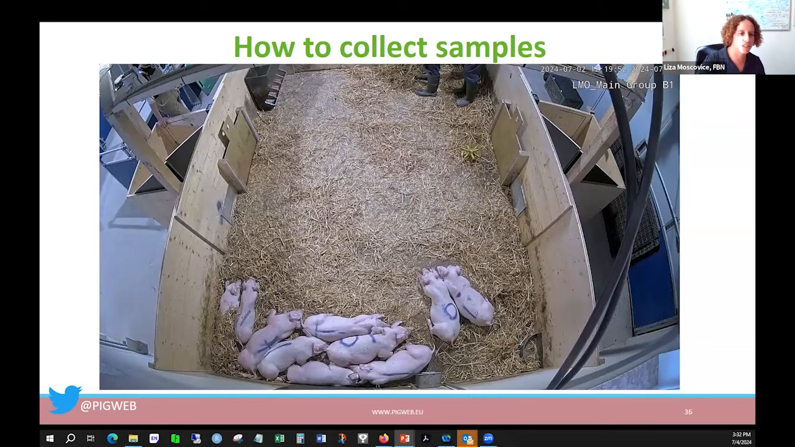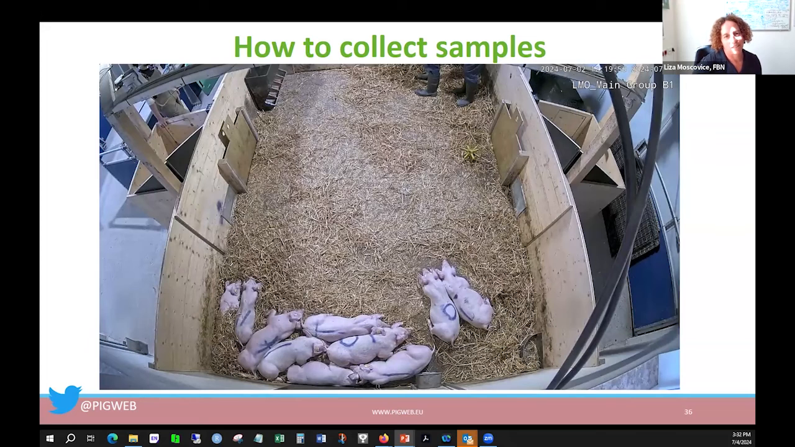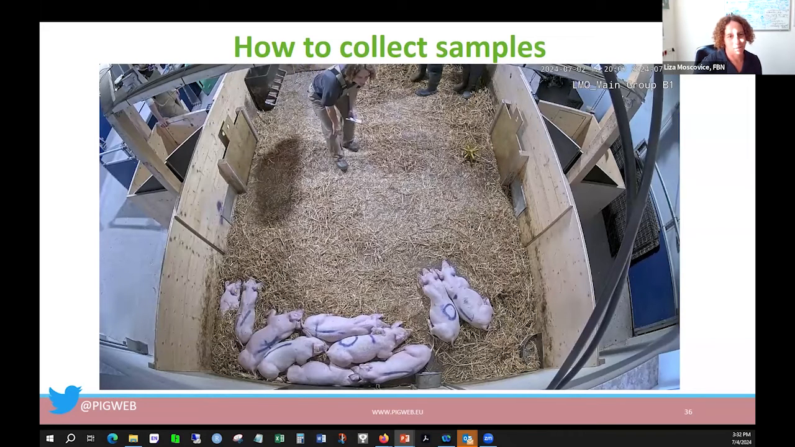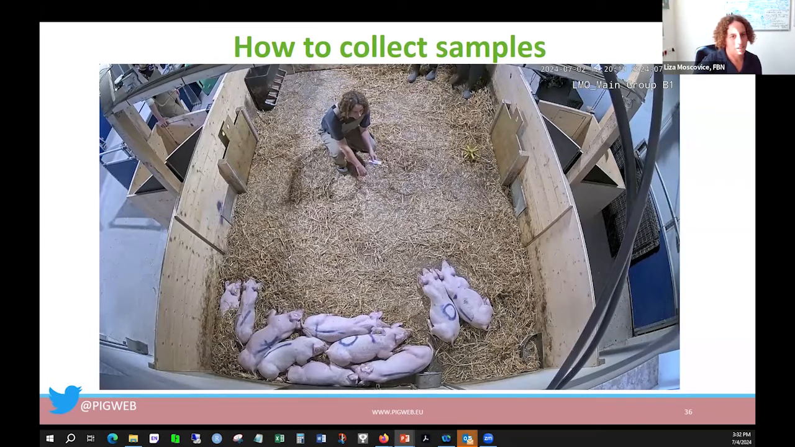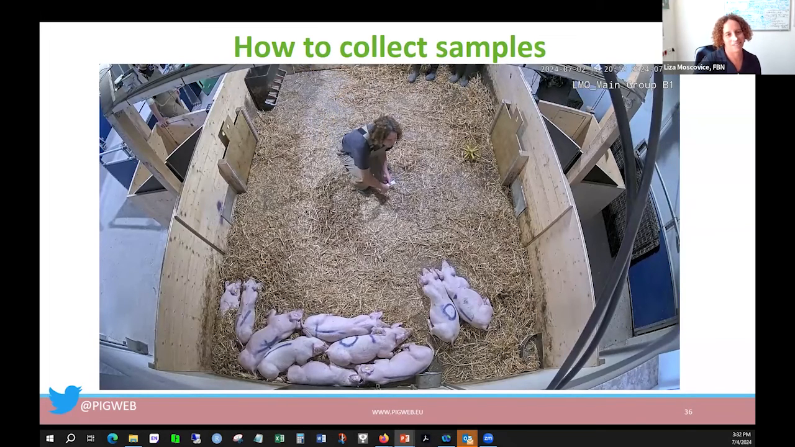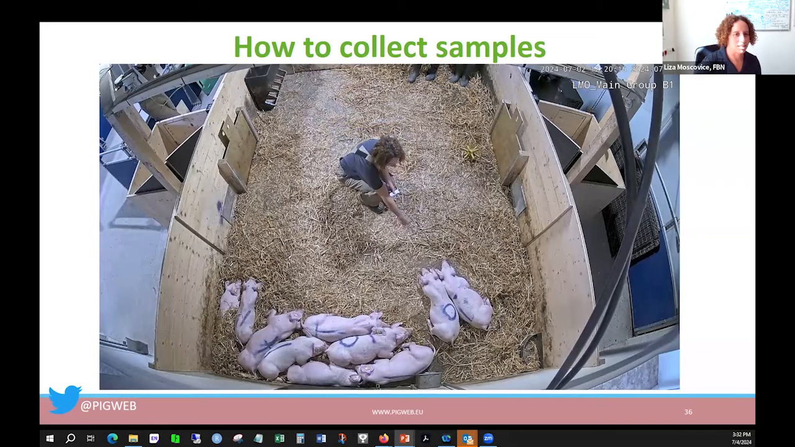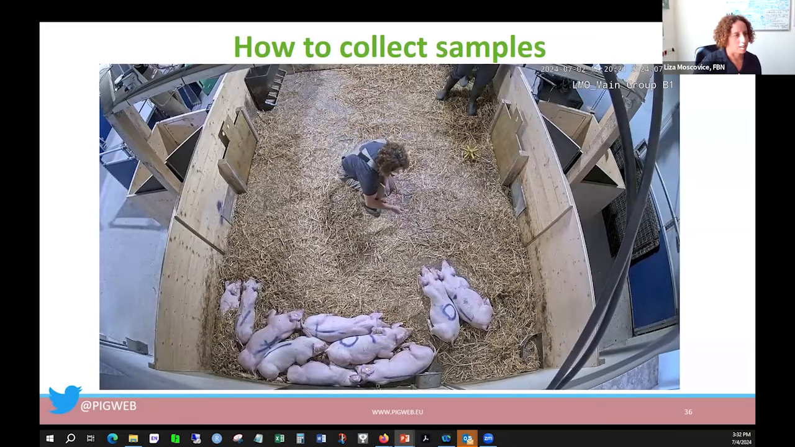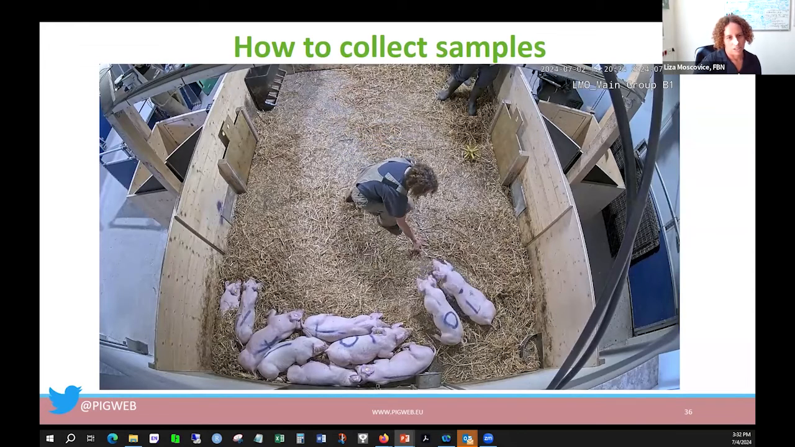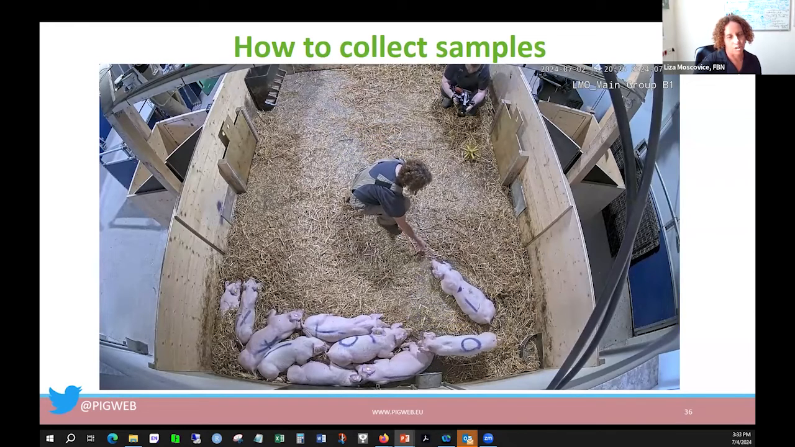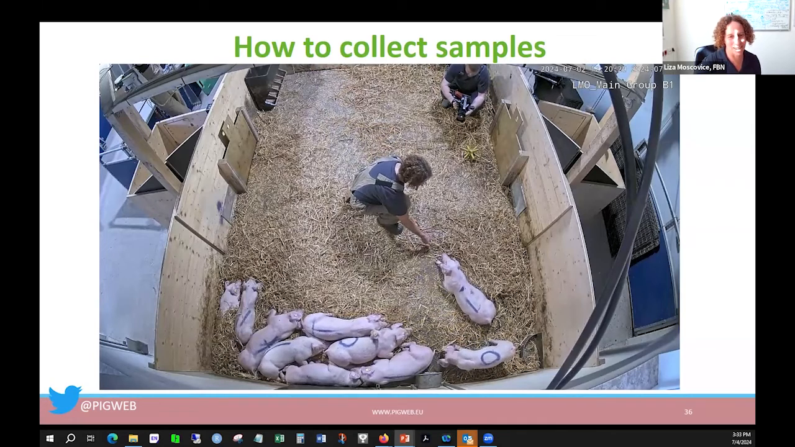Okay, I'm just going to show you a video here of a collection of a saliva sample. Now, these pigs were very mellow when I came to do this. It's not always so easy, but this is an example. When the animals are habituated and they're familiar enough with you, and you move slowly and try not to disturb them, it's usually not too hard to get the pigs to chew.